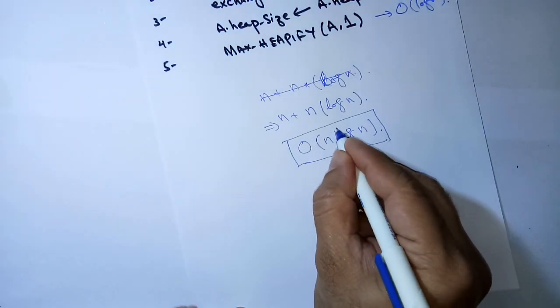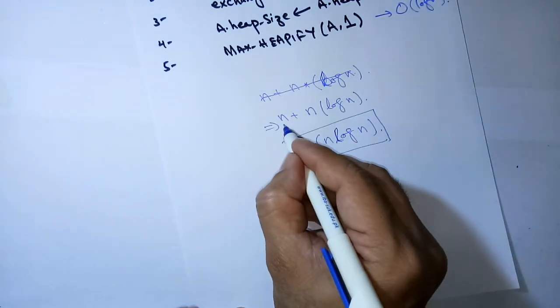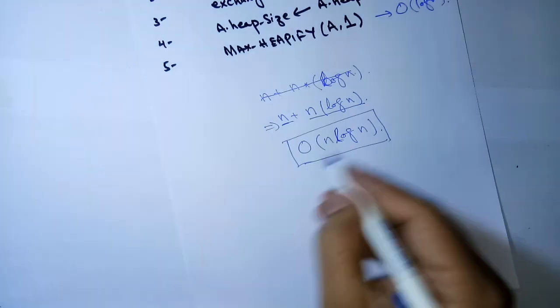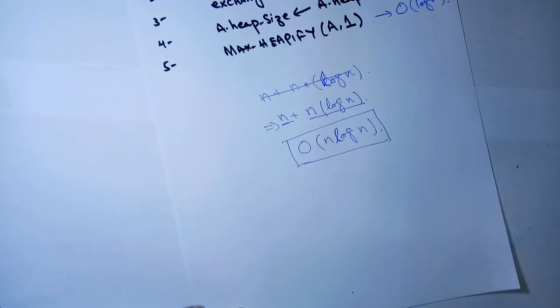Is that clear? Why is it n log n? Because this n is separate, and we always take the largest term when we are talking about big O, right? So that's why this is n log n, right?